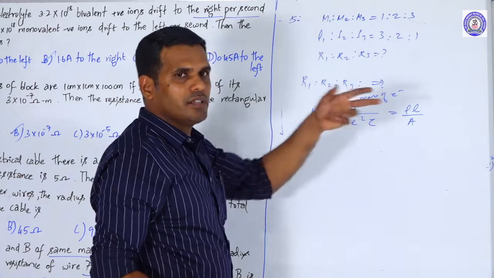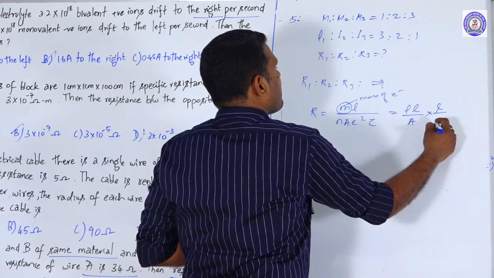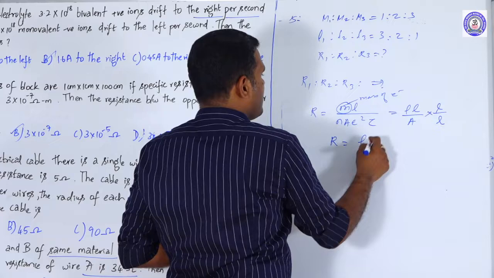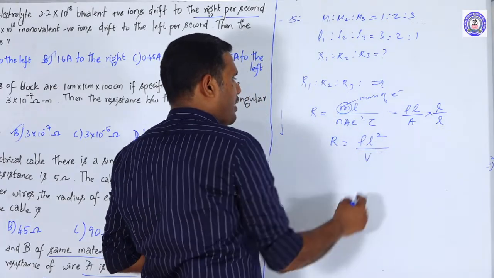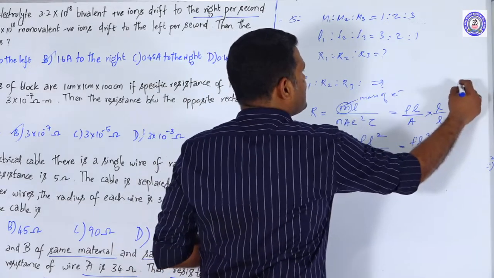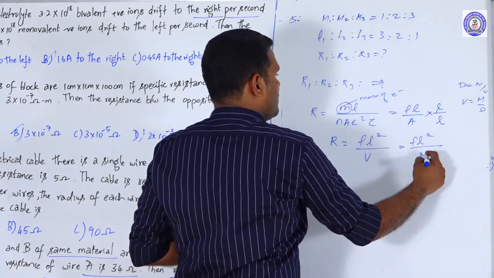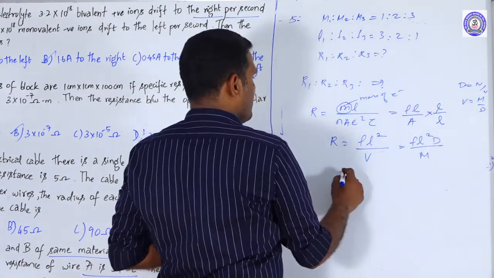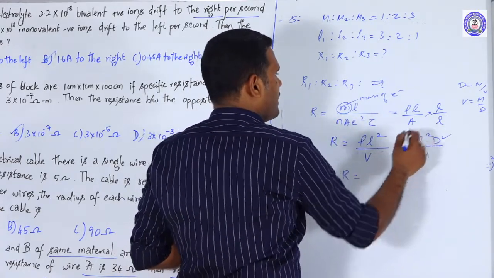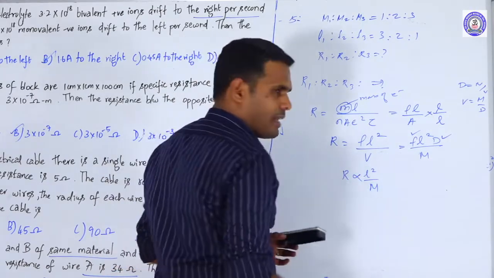You have to bring out the value of the mass of the metal wire. So multiply and divide by L in this expression. So R equals rho L square divided by A into L, which is nothing but volume. As density equals mass by volume, volume equals mass divided by density. So mass divided by density, density will go up. Same metal, in the sense density is the same, electrical resistivity is the same. So R is proportional to L square divided by capital M.